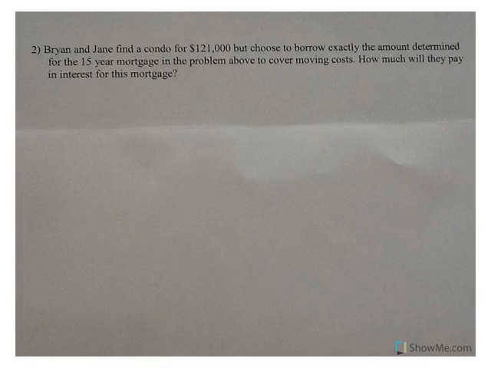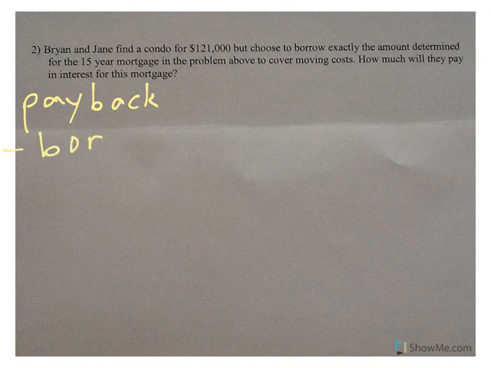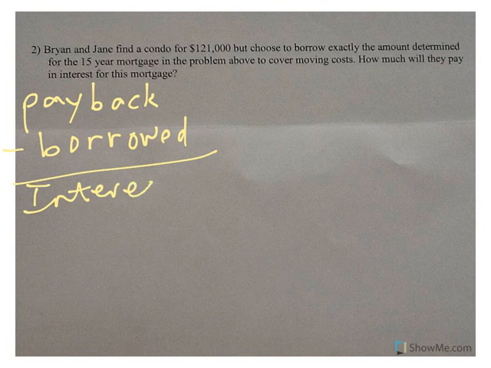Okay, number 2, Brian and Jane find a condo for $121,000, but they choose to borrow the exact amount that we just determined, the $122,397.73. How much will they pay in interest for this mortgage? So in words, if we think about this, the total payback minus what you borrowed will give us the interest, right? Because the difference between the amount you borrow and the amount you pay, that's the interest. So how much do they pay back?